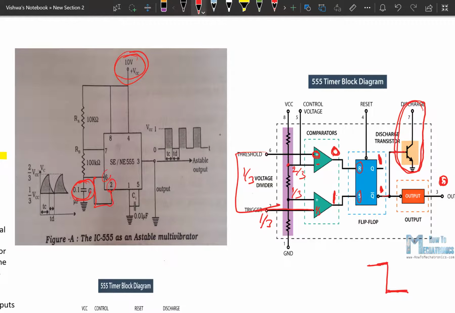When Q is 1, Q bar becomes 0. When Q bar becomes 0, this will not conduct now. That means the circuit breaks here. This is not sufficient voltage. For that the output will now get 1. So that means it will change to state 1. So like that the cycle will continue by changing from higher to lower to higher value. So like that we are going to get the rectangular waveforms. Okay. Simple.